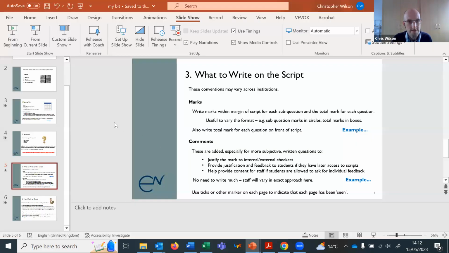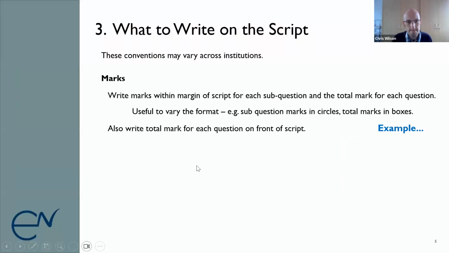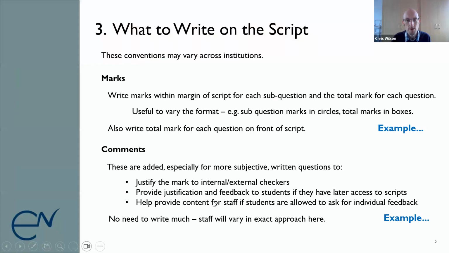You can see here, we're going to talk about comments here. Let me just go back to this now. Okay, so how much to actually write in terms of comments on the script? Comments are important for checkers to justify, well, why have you done this? Well, I've done this because that was wrong and that wasn't so good. And then, as we've been talking about, also to provide justification and feedback to students.